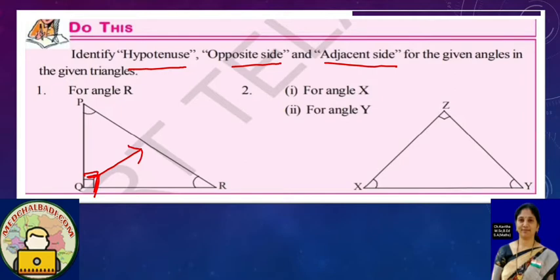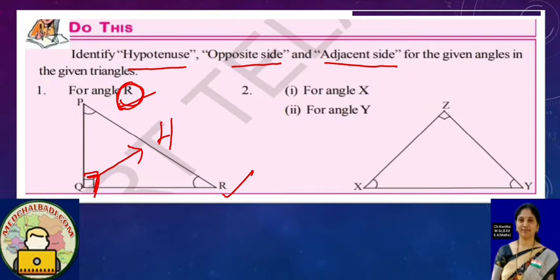After that, for whichever angle you are writing, we write the opposite and adjacent sides. So take that angle: first, the side opposite to that angle becomes the opposite side, and the third one becomes the adjacent. Okay, so like that you can name them.